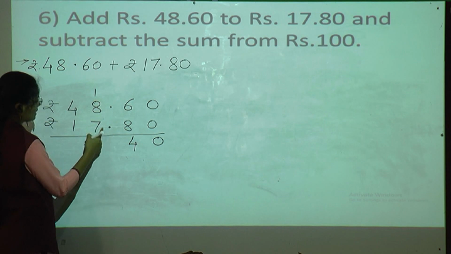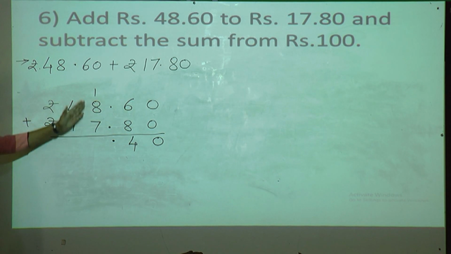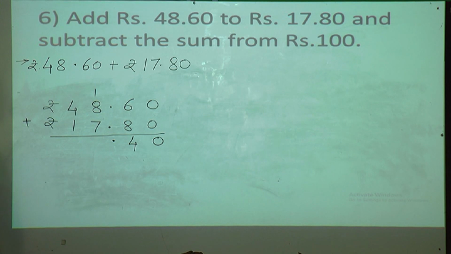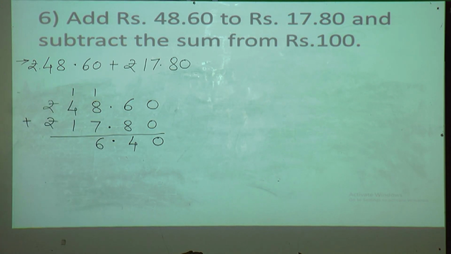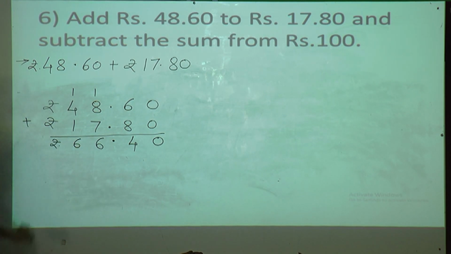See students, here dots are there, so here also we will give a dot. Then we'll move to the next place. Here 1 plus 8, 9. 9 plus 7, yes, count your fingers after 9, 9 plus 7, 16. So here we'll write 6 and 1 as a carry. Okay, then 1 plus 4, 5. 5 plus 1, 6. So what is the answer? 66.40.